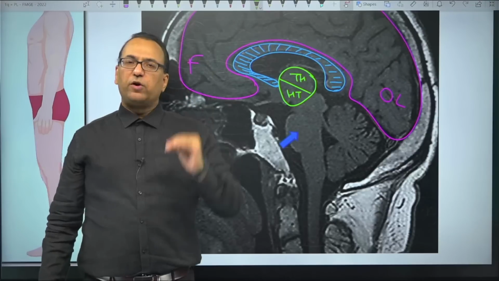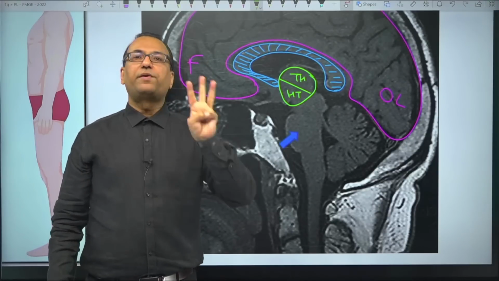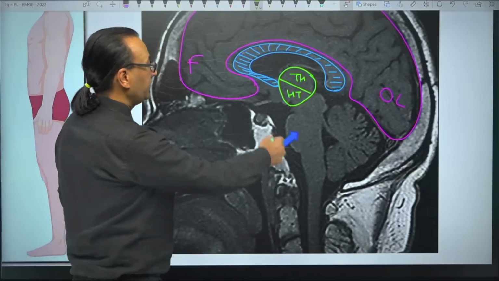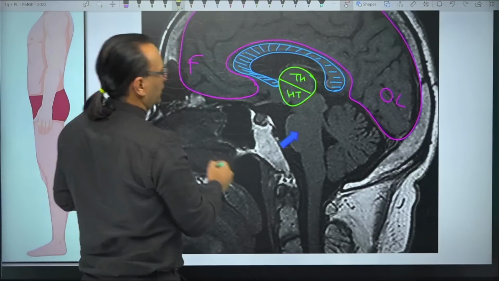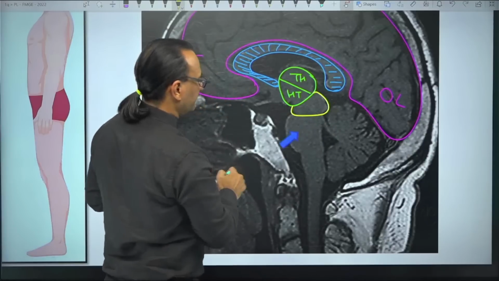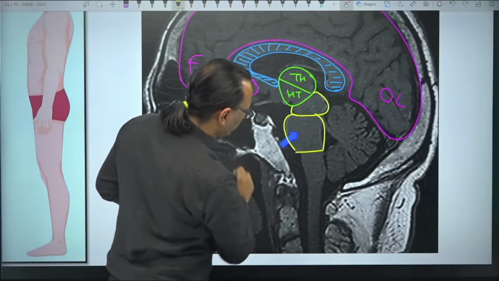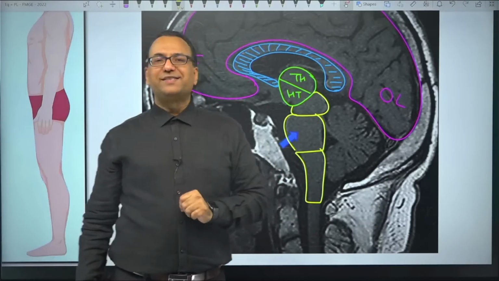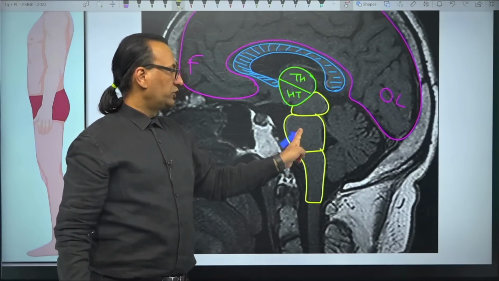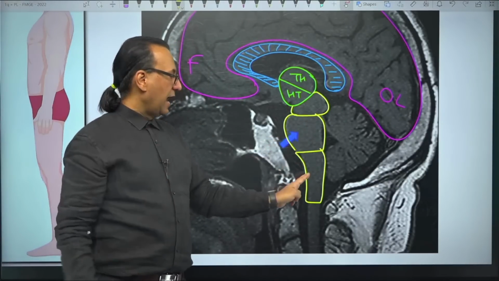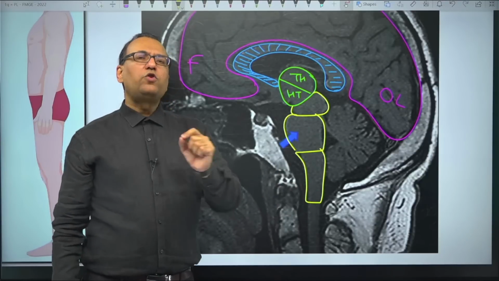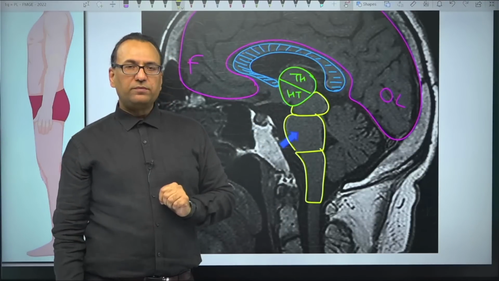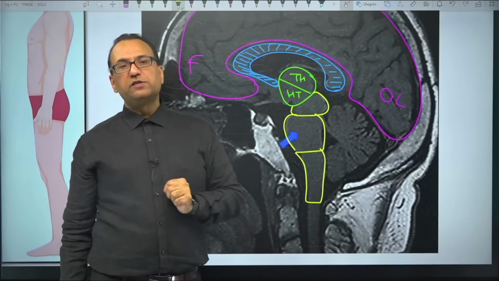What is below that? The brainstem, having three parts. So, what are the three parts of the brainstem? As you will see, there will be a midbrain, the pons, and the medulla oblongata. Midbrain, pons, where you have this arrow mark, and medulla oblongata. How do you know it is midbrain? Because it is below the diencephalon. But still, how do you know it is midbrain?